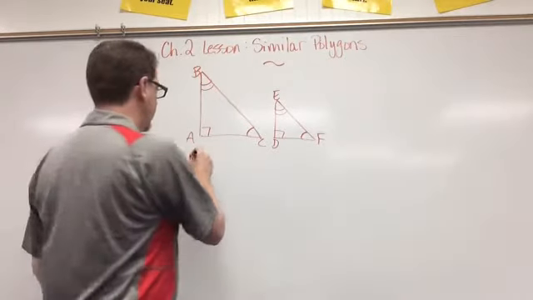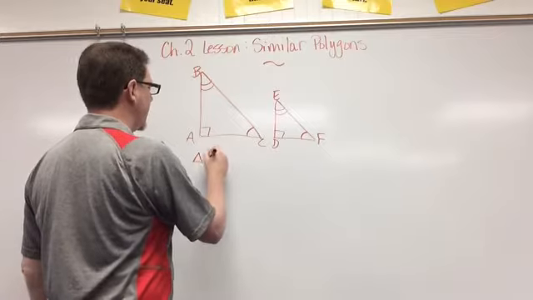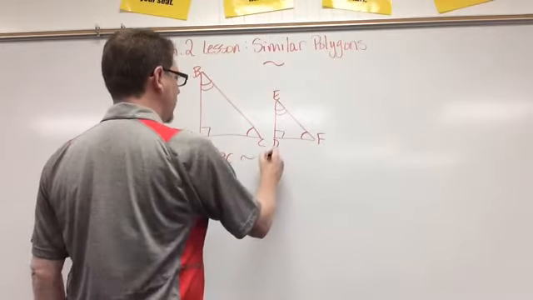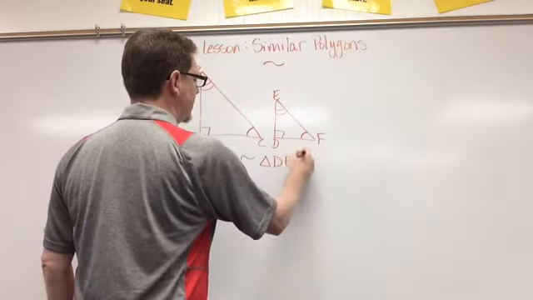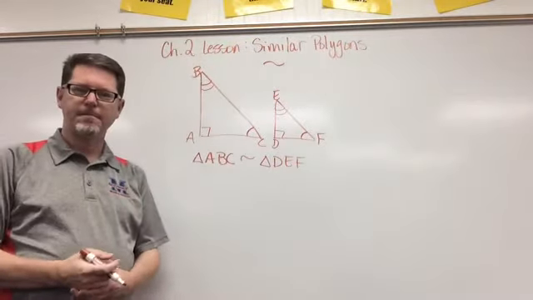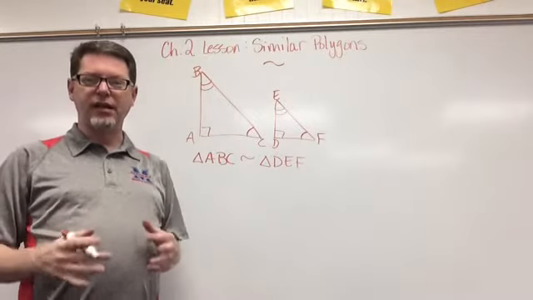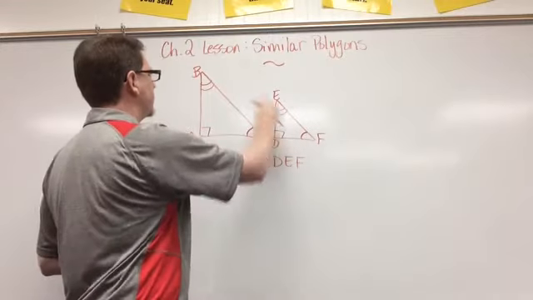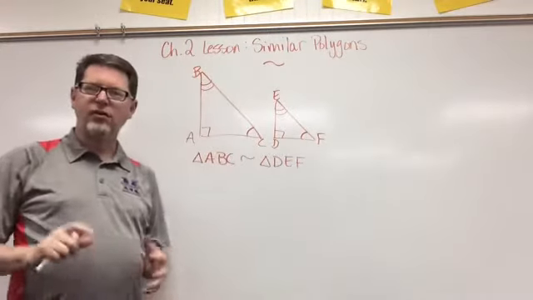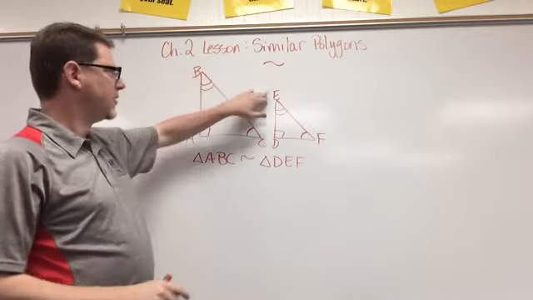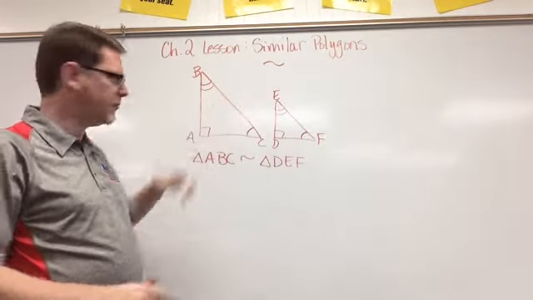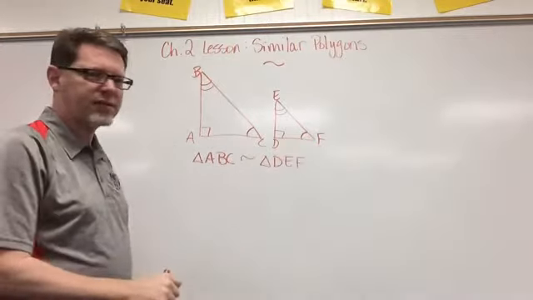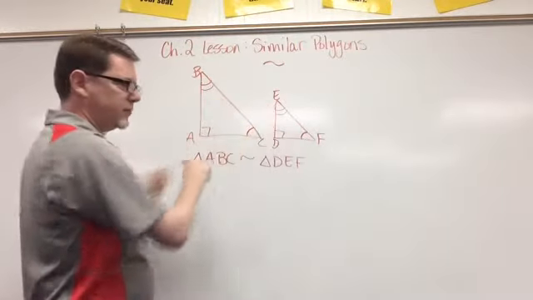So this tells me that triangle ABC is similar to triangle DEF. And I know that because all of the corresponding angles are the same. B corresponds to E, and they're the same. A corresponds to D, they're the same. C corresponds to F, they're the same. And I know that because of these symbols.